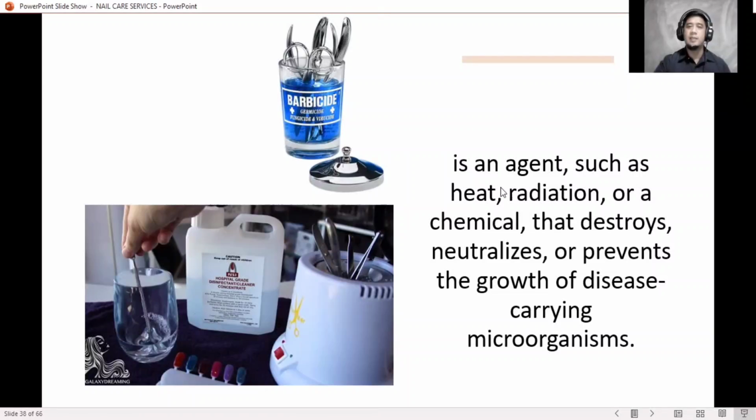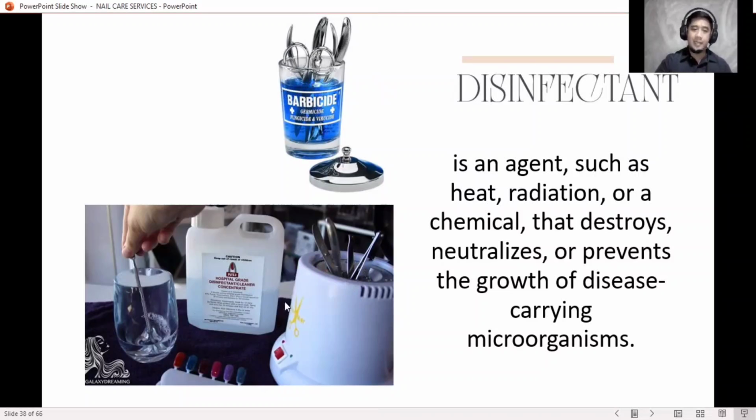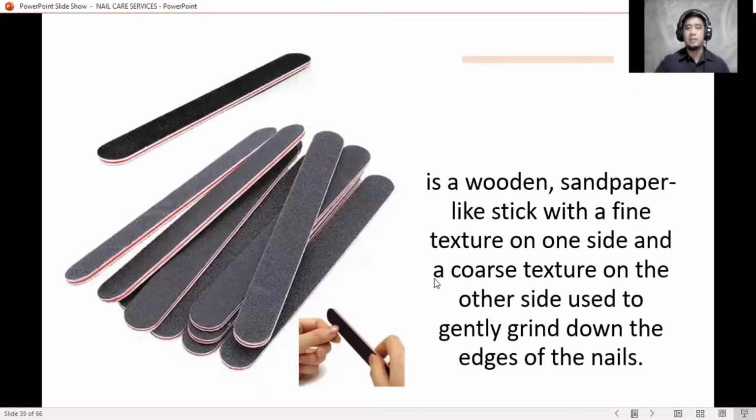The liquid one, it is an agent such as heat, radiation, or chemical that destroys, neutralizes, or prevents the growth of disease-carrying microorganisms. And we call it disinfectant. So disinfectant po yung tawag. So different things. It could be the liquid one. It could be the heat. Yan, pwede siya.